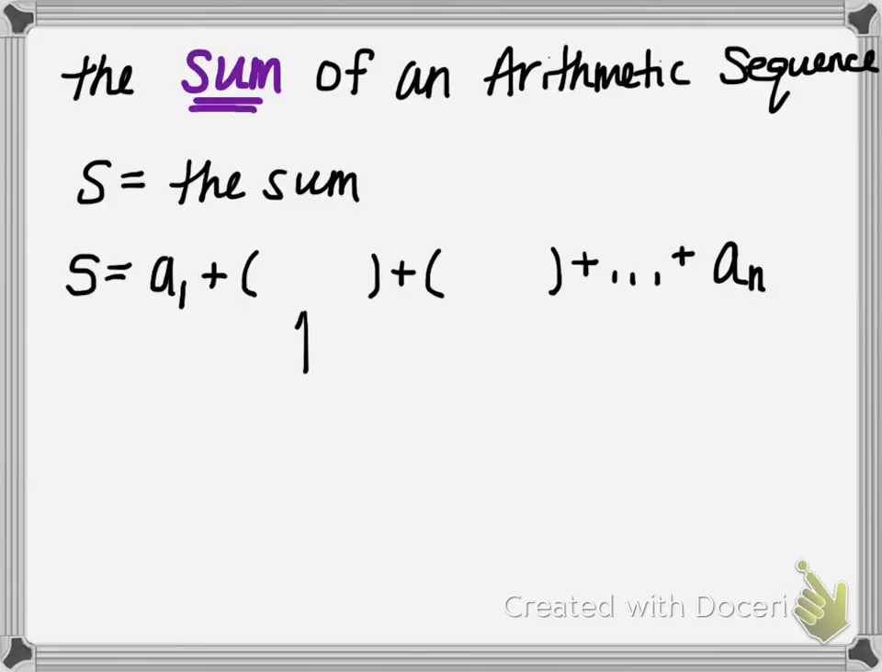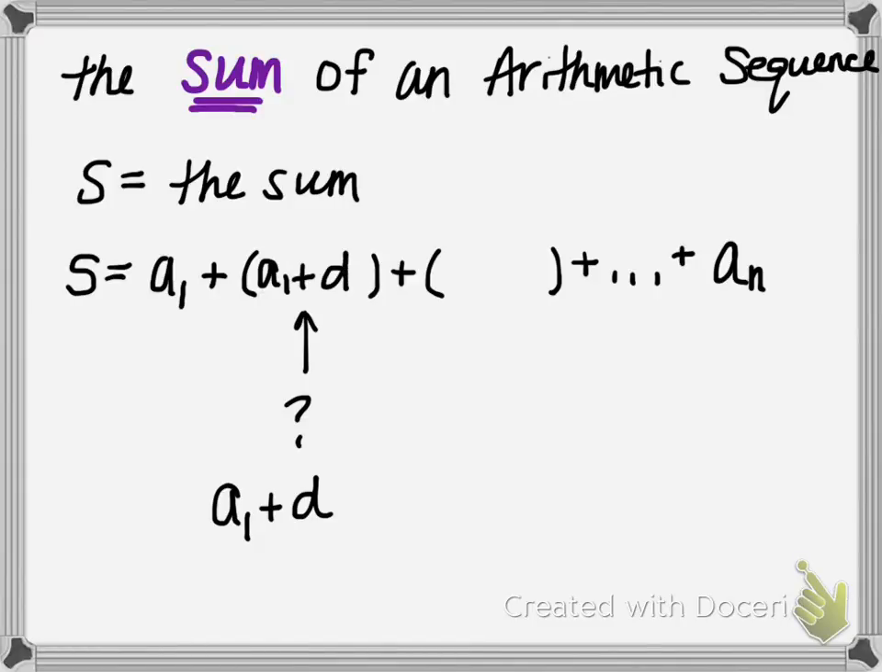But we need to determine how to write the second term of the sequence. This requires us to go back to our definition of an arithmetic sequence. We know that a sequence will be arithmetic if the consecutive terms have a common difference. So if I have the first term, a sub 1, then I would add the common difference, d, and that would give me the second term. So the second term of my sequence will be a sub 1 plus d.